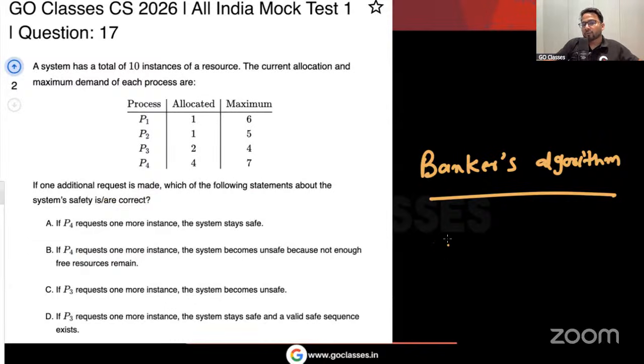So how do we do it? We assume, I mean we don't actually do it, we assume in case we do it, then we calculate the numbers like allocated, maximum, and need, and then we see if there exists a safe sequence or not.